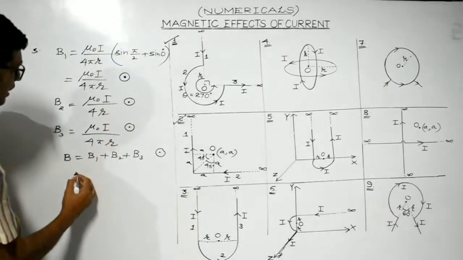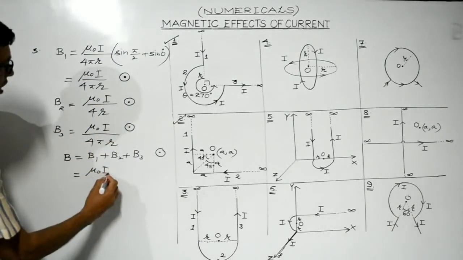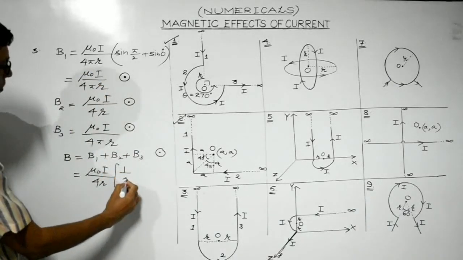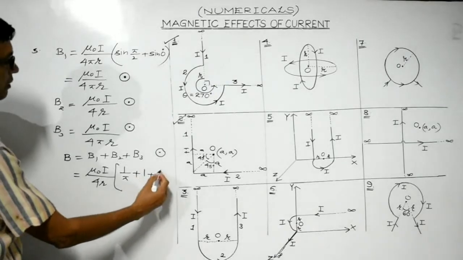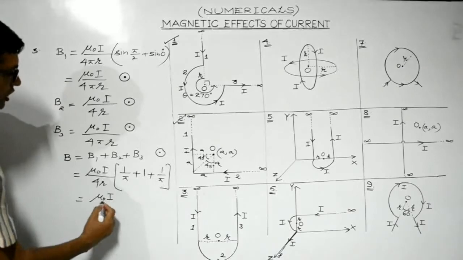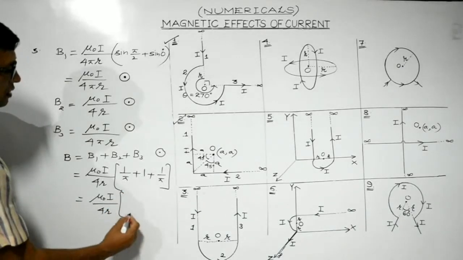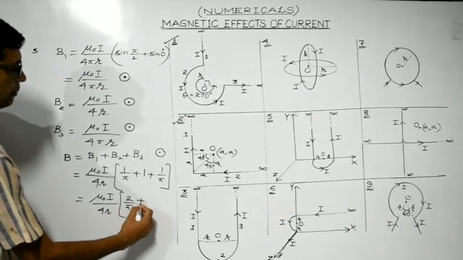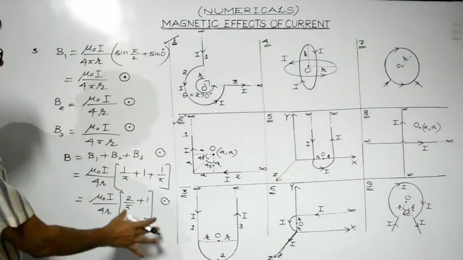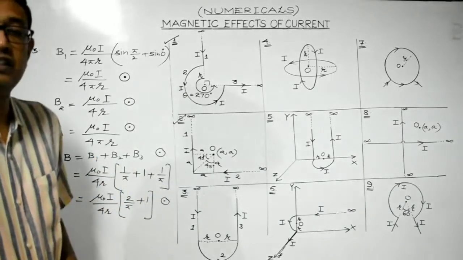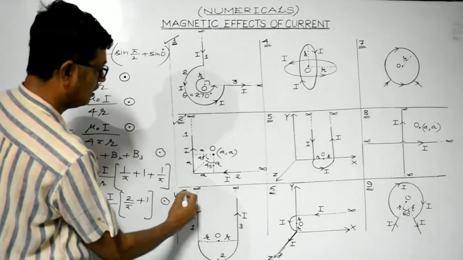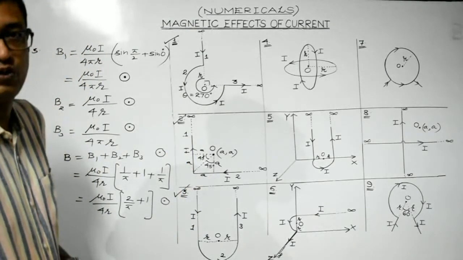Let's substitute the value. We can take mu naught I divided by 4r as common. So this is 1 by pi plus 1 plus 1 by pi. That will give us mu naught I divided by 4r times (2 by pi plus 1), in the outward direction. So students, this is the magnitude and this is regarding the direction, right? So we are done with question number 3 as well.